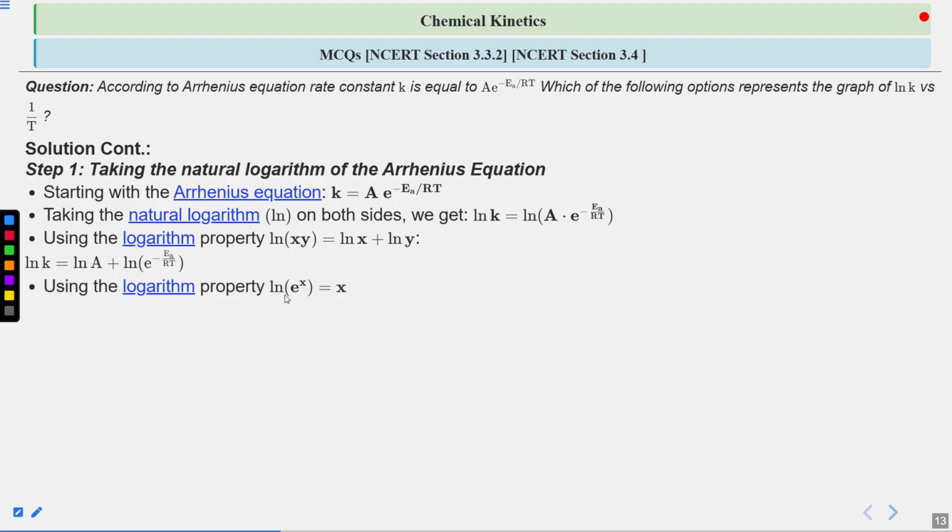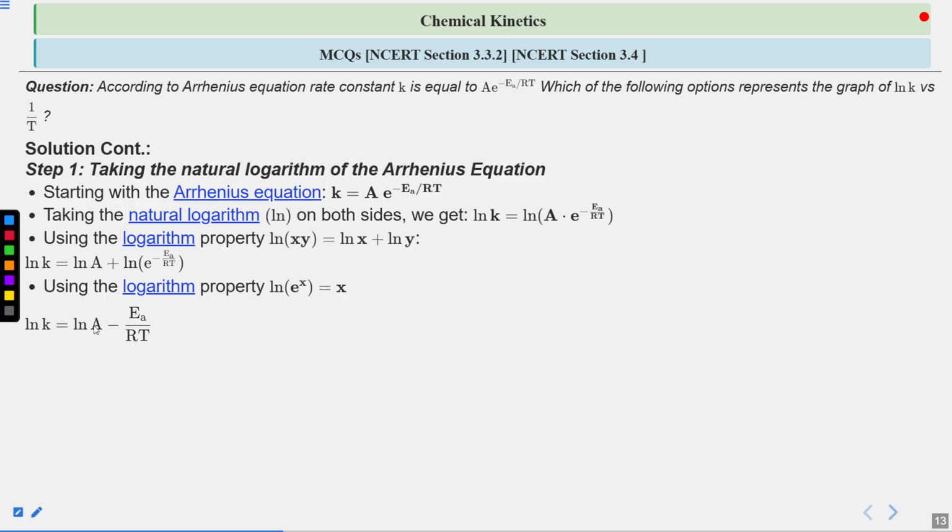Now ln has base e and e here also, so this will become 1, so the remaining thing will only be x, right? That's why we are saying here that we are using the logarithmic property, that is ln of e to the power x will be equal to x. Now where do we use this? We use this in the second term on the right hand side, which is ln e to the power minus Ea by RT.